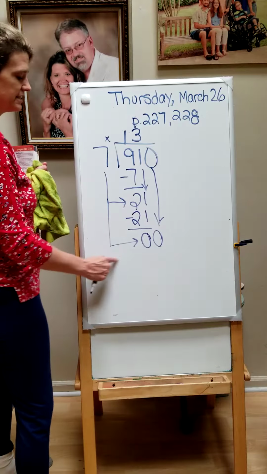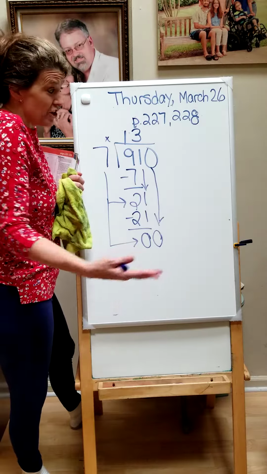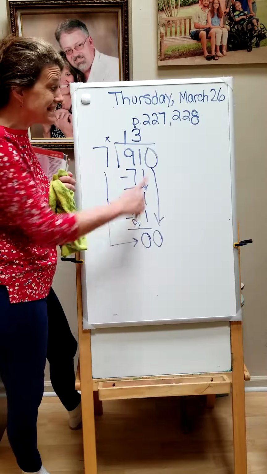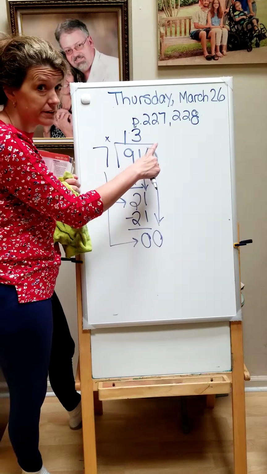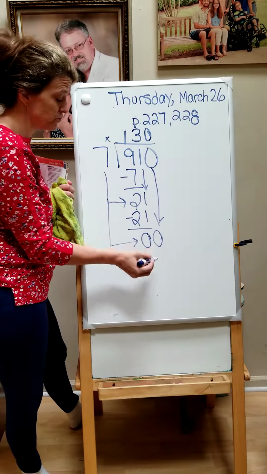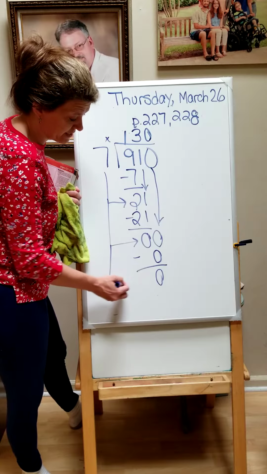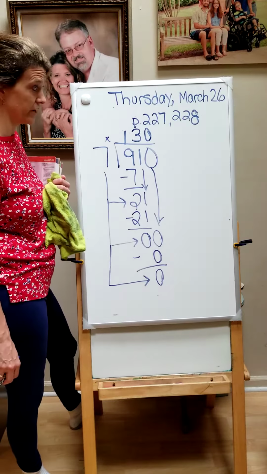0. 7 into 0. What? Well, there are no 7s in 0, but we still have to put a number up on top of here. Okay? So put your 0. Multiply. 0 times 7 is what? 0. 0 minus 0, 0. Compare. Is it too big? No. And we are done.